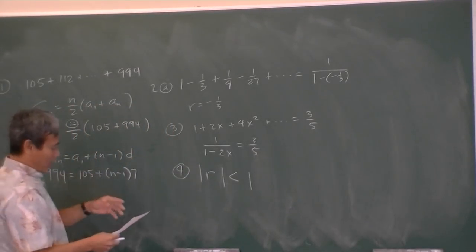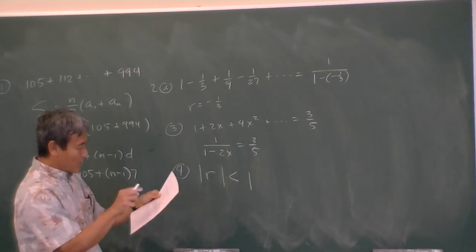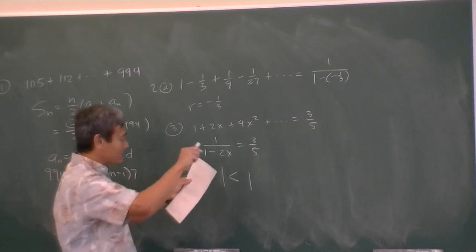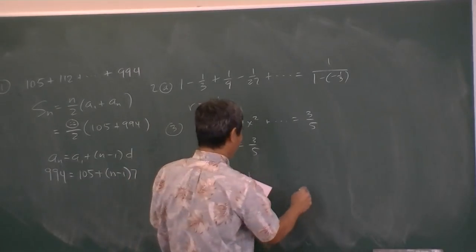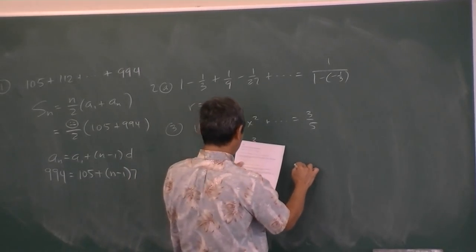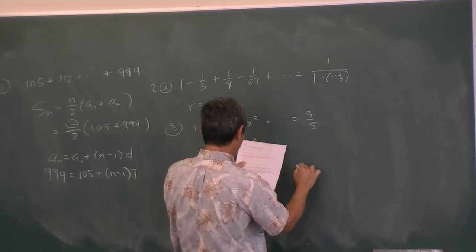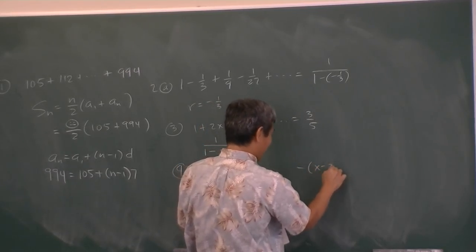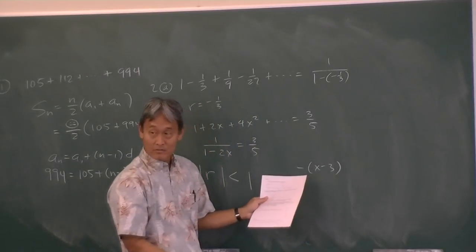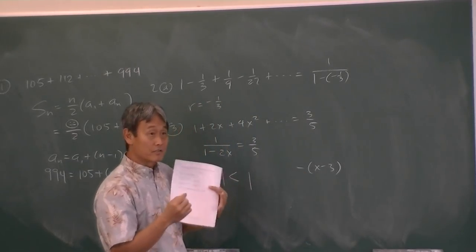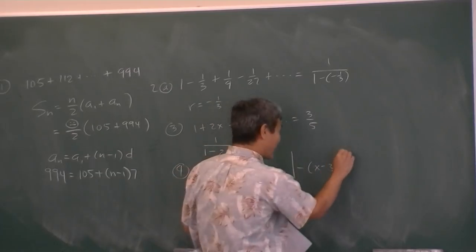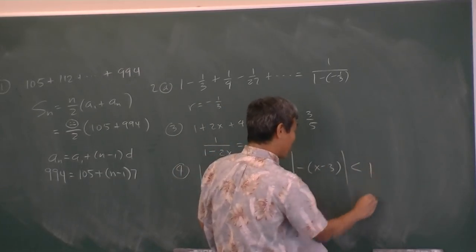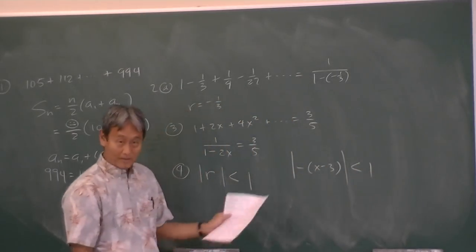Okay, so look at problem 4b. What is r? What is the common ratio? What do I need to multiply by to get the next term? We're talking about x. B now. 3 minus x. Okay, negative x minus 3. Everybody agree that's the common ratio? So in order for the series to converge, the absolute value of r has to be less than 1. You write that on your paper.